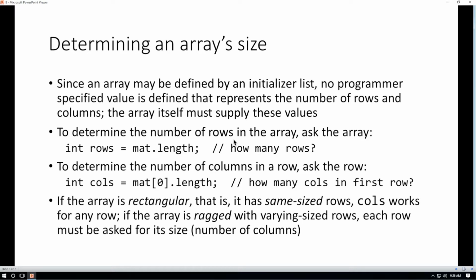Each row has a number of columns. We would ask the row itself, how many columns do you have? Example here is matrix sub 0. Row 0, how many columns do you have? Most arrays are rectangular. That is, they have the same size rows. Each one has the same number of columns. In this case, saying mat sub 0 will work for any row. Some arrays are ragged. That is, each row may have a different number of columns. In that case, you must always ask the individual row how many columns it has. We don't want those array index out of bounds exceptions to be occurring.